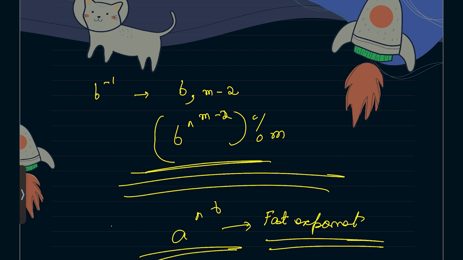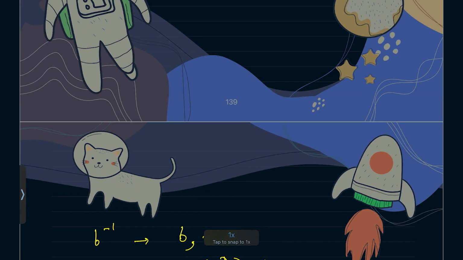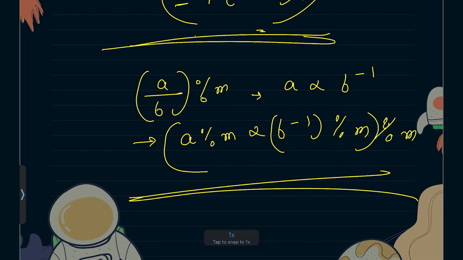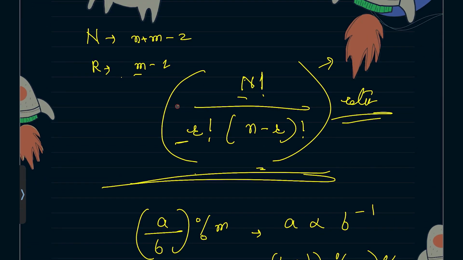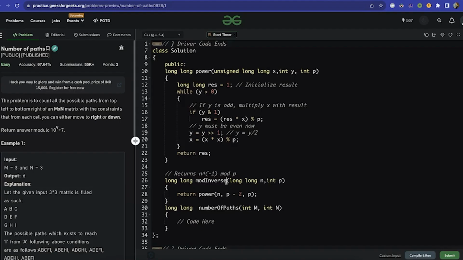So I won't really implement fast exponentiation, I would just use that, and then we would talk about this. So this is the formula we would be implementing: n factorial divided by r factorial (n minus r) factorial. Okay, so now let us implement this. The whole magic lies in the implementation. So at this point, just learn.